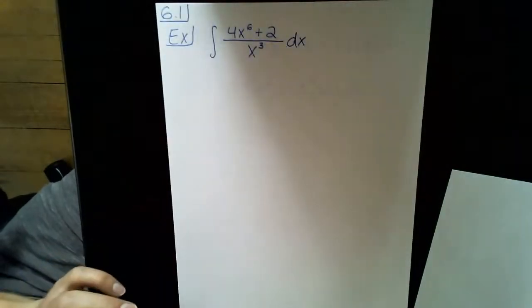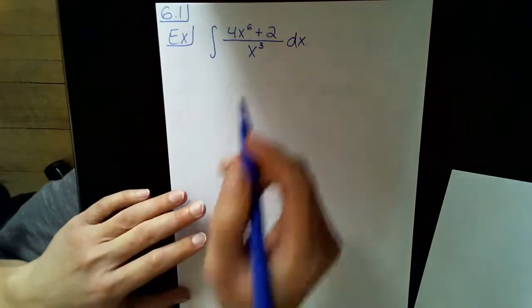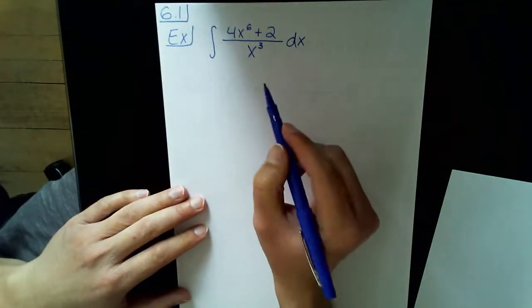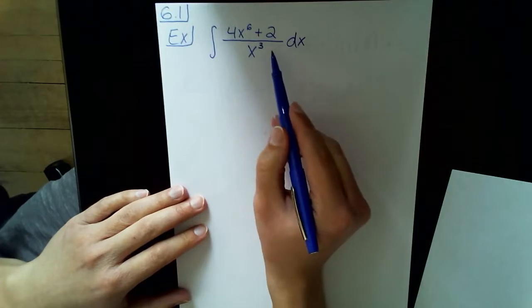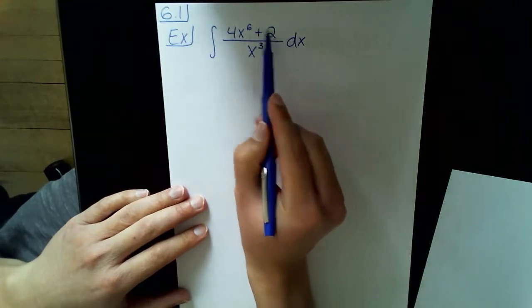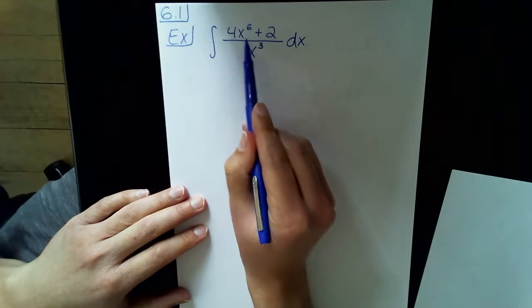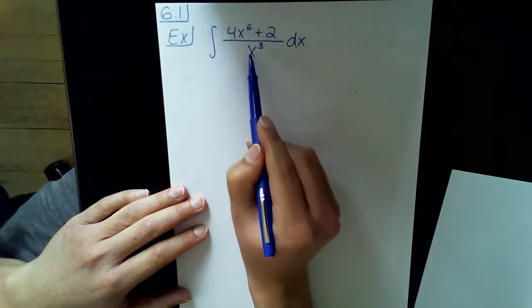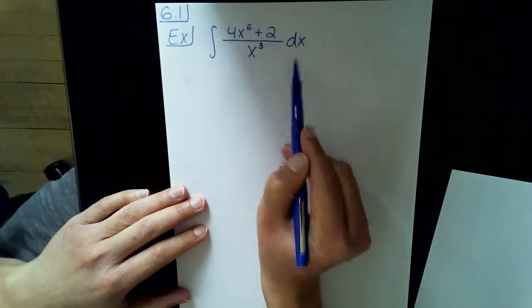So from here, this is a bit of a difficult problem, but I would like you to try to pause the video and see if you can come up with a way to find the antiderivative of 4x to the 6th plus 2 all over x cubed dx.